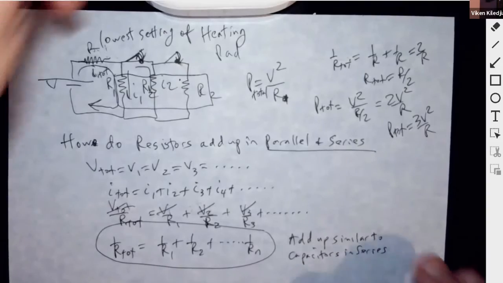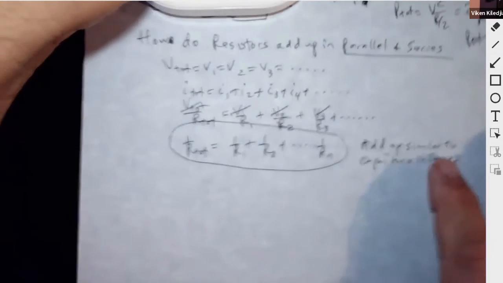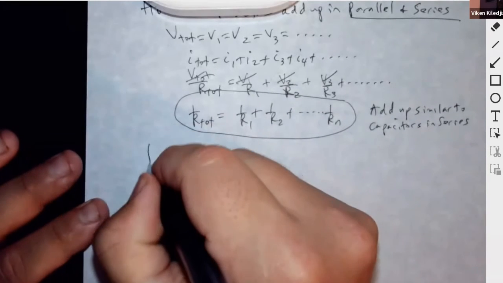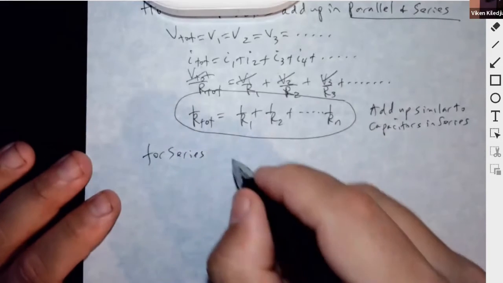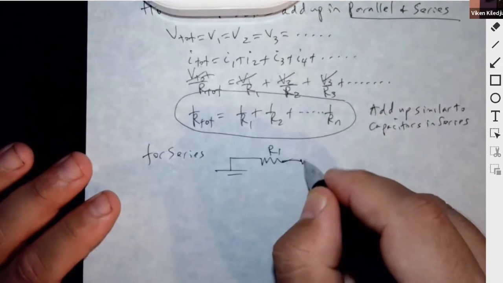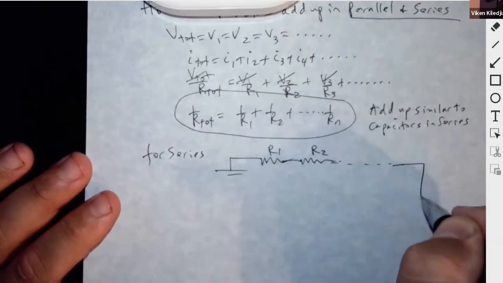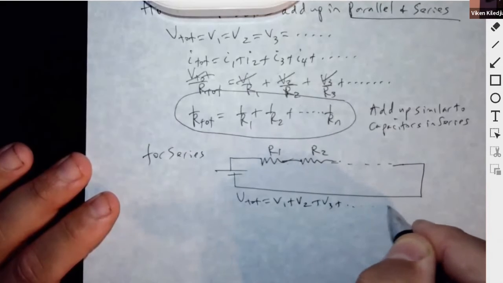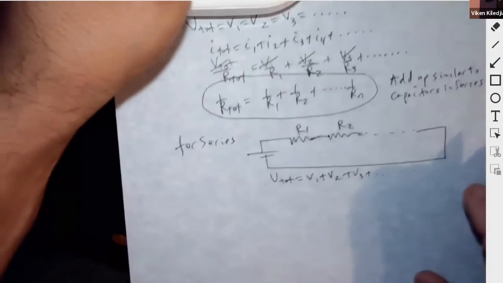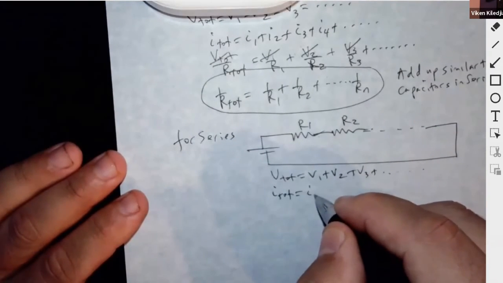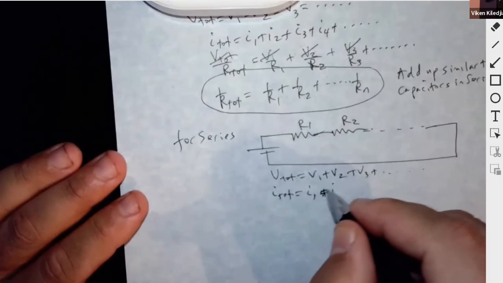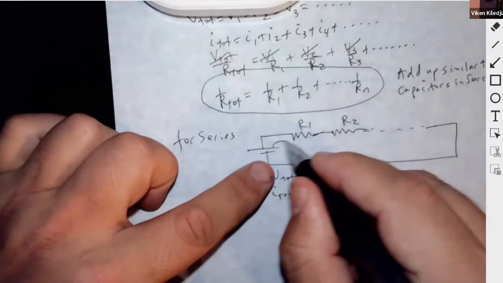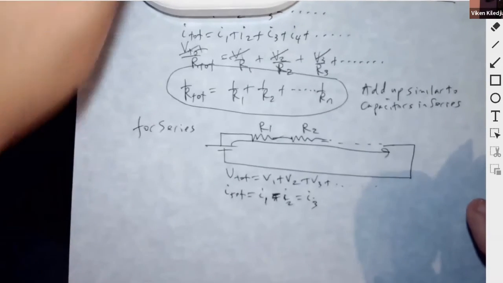Okay, let's see here. Okay, so then we have how the resistors add up in series. Okay, the parallel, and then how about series? For series, we have them like this. So now the voltages add up. Okay, V total. And then we're gonna say I total is I1. The currents actually are equal. I total is equal to I1, which equals I2, which equals I3. So the same current flows through the circuit elements that are in series with each other.